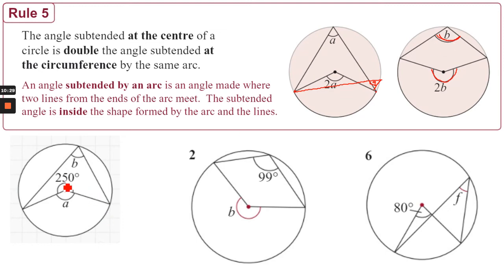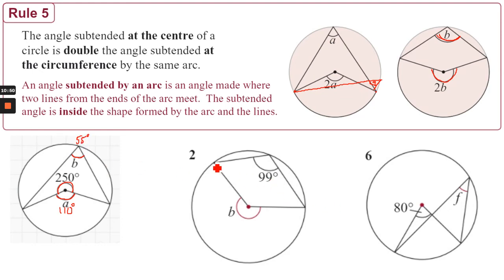So for example, here, if that's 250 degrees, this angle here, you know that A must equal 110 degrees because angles around a point are 360. Now you know that this angle here is double this one. So if this is 110, B must be 55.